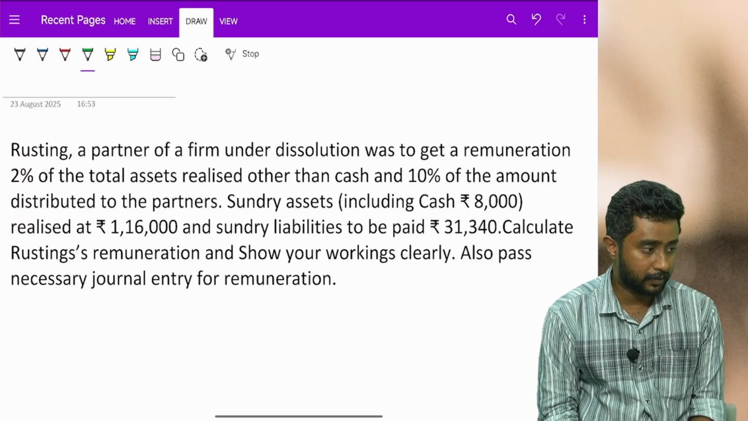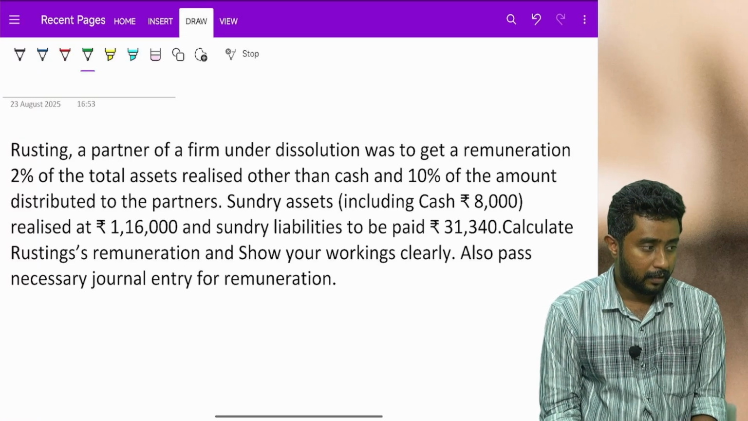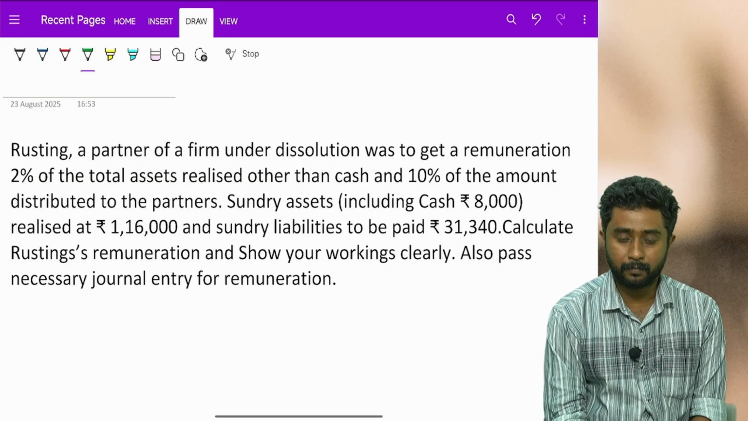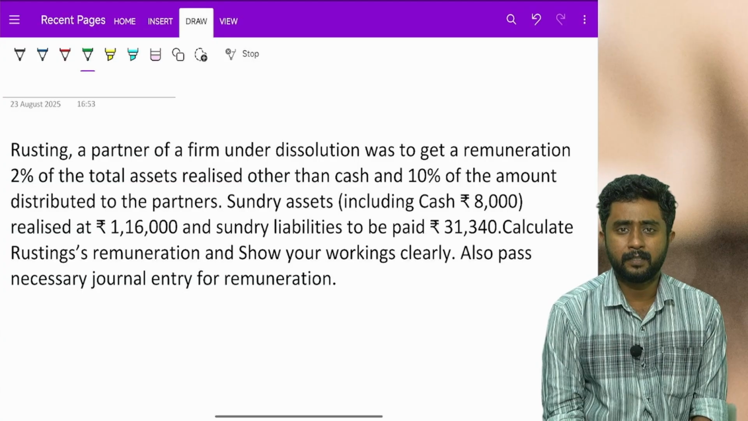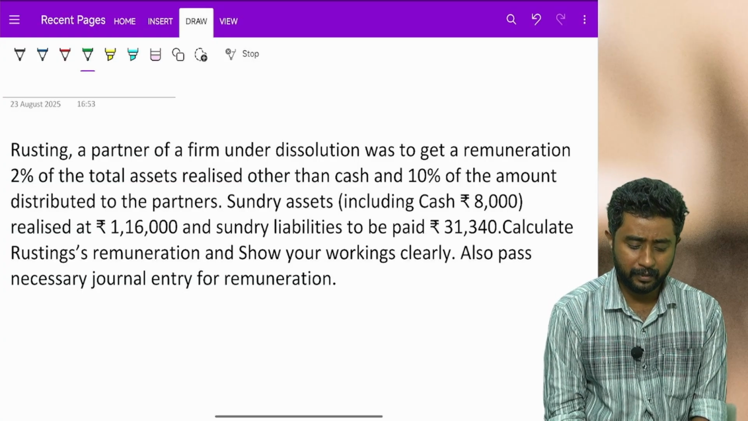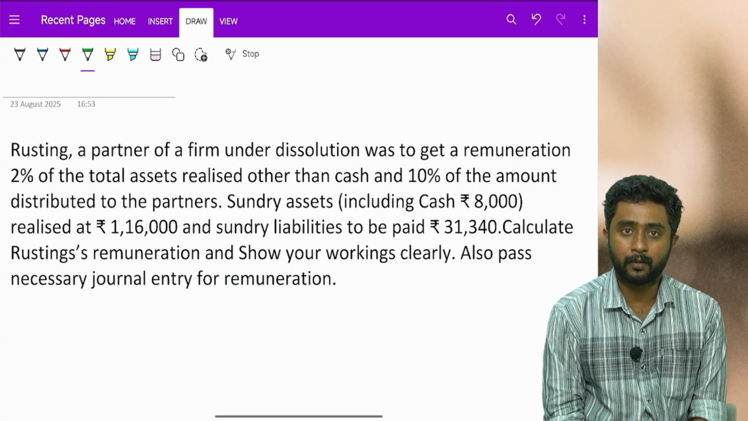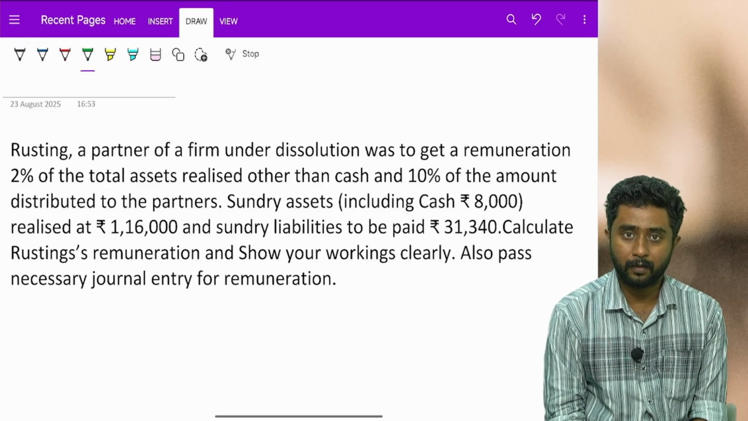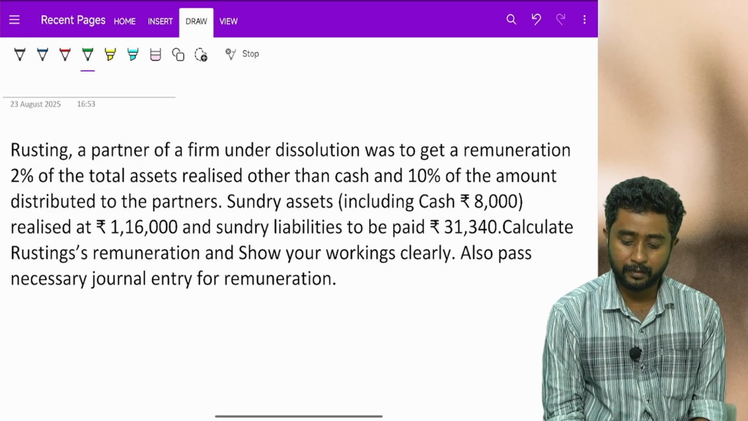Today we are going to discuss a question from the Dissolution of Partnership Firm chapter. It's a small question, but at the same time a bit twisted one, where they are talking about realization expense, not exactly realization expense.